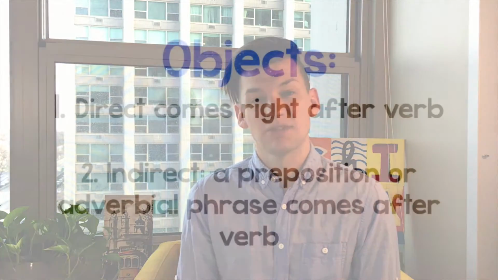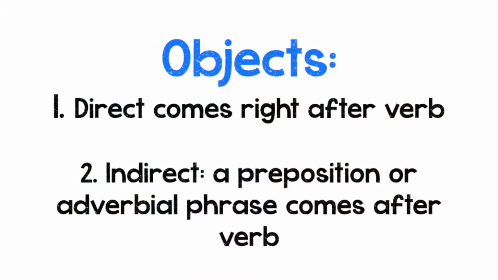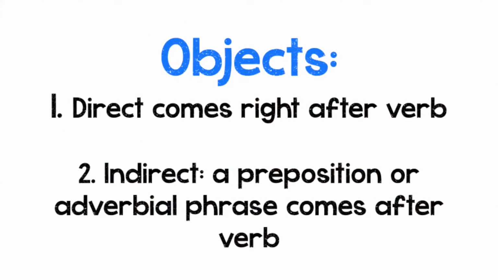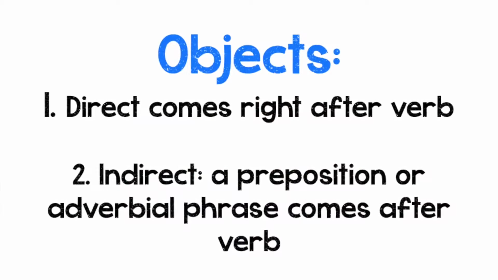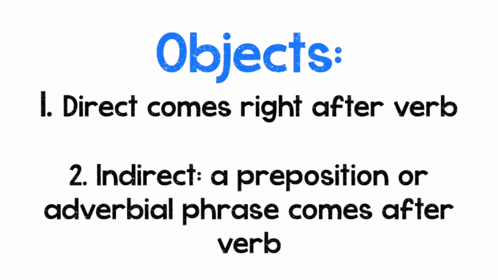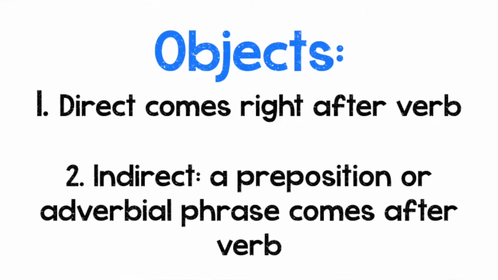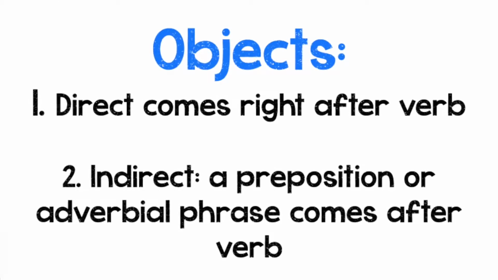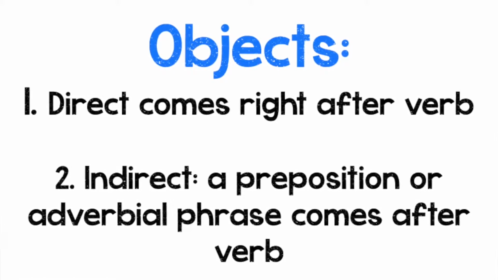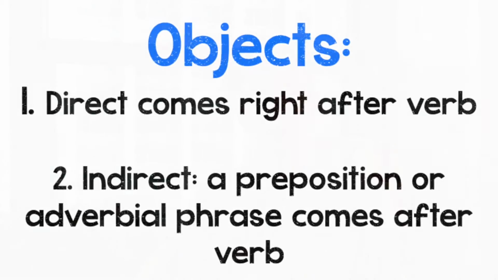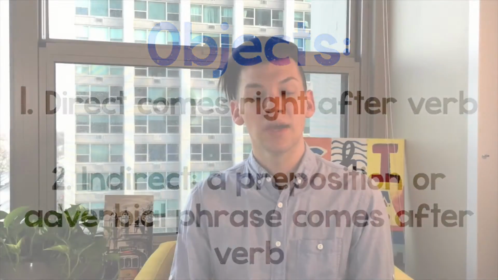And we know that there are two kinds of objects, right? There are direct objects and there are indirect objects. With direct objects, the object comes right after the verb. With indirect objects, right after the verb, we have a preposition or adverbial phrase. So this is sort of the difference here, okay?